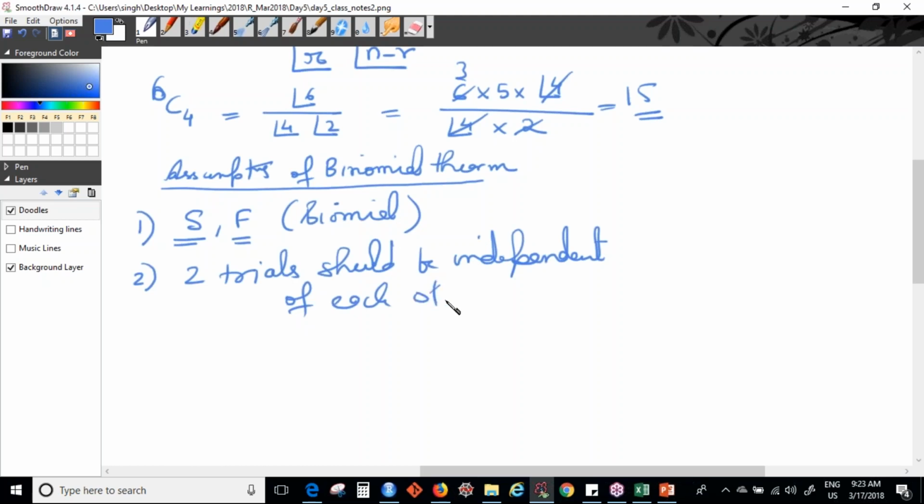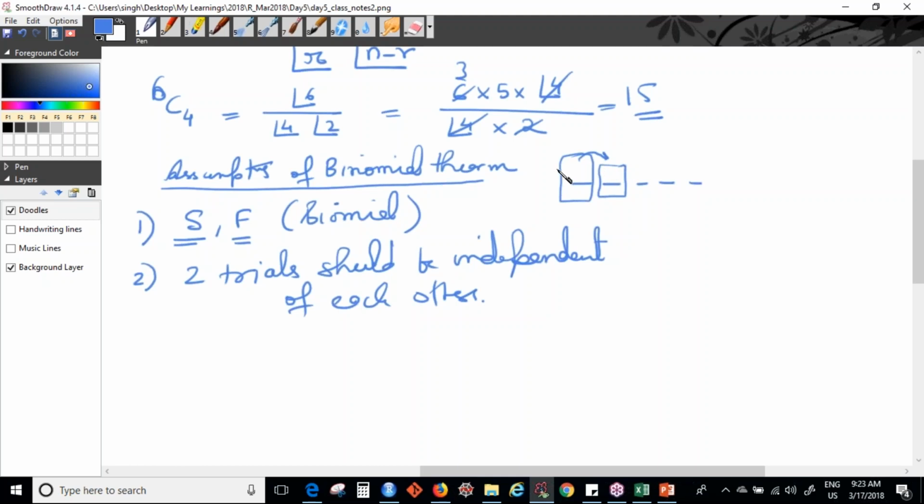Any two trials should be independent of each other. So what do I mean by any two trials should be independent of each other? Let's say when you toss a coin multiple times, whatever output you get in your first toss never influences your output in the second toss. Right, guys? So if you win a toss once and you toss the coin again, whatever answer you got in the first toss will never influence what you will get in the second toss, right?